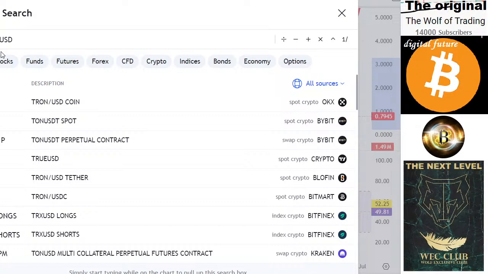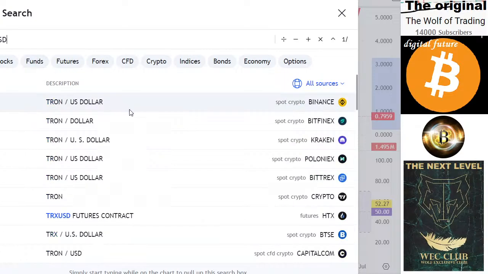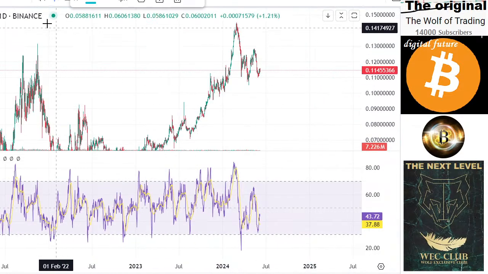Let's look. Tron. Okay, why does it not show me Tron? Okay, TRX. So, okay.